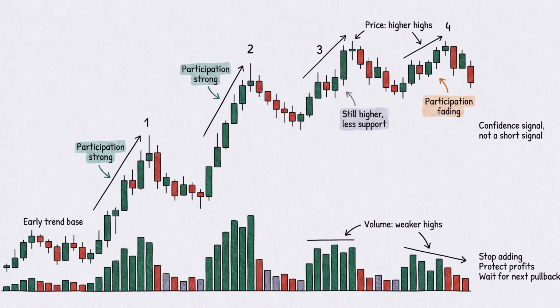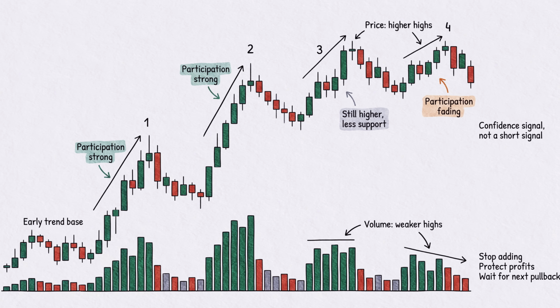That is not a signal to short the market. Volume divergence like this can persist for weeks before price fully turns. Do not use it to predict the exact top. But it is a confidence signal. It tells you the trend may be maturing. Stop adding to your position when participation is fading. Protect open profits. Wait for the next pullback and see whether buyers return with strength before committing more.